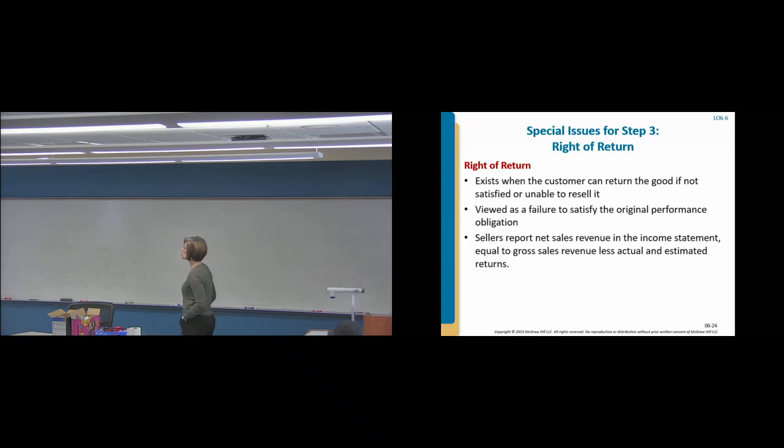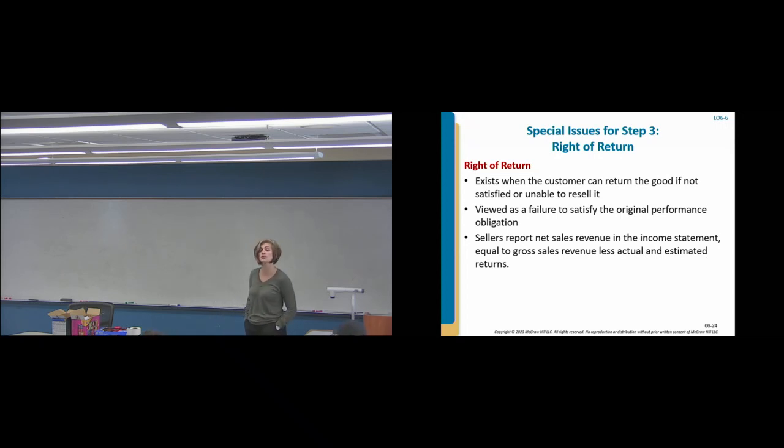Okay, so another special issue is something called rate of return. This is something you've already dealt with in your 100 level courses. People return things. That's just the way it is. A few years ago, the FASB made some new rules about this particular piece. We never used to really record returns until they actually happened, but now you have to estimate what they might be. I'm not going to lie, that's kind of a pain because it's hard to know who's going to be returning something in the future, right? And so you've got to estimate it.